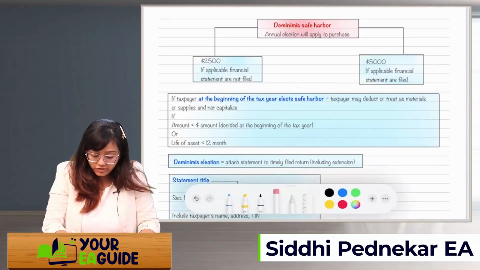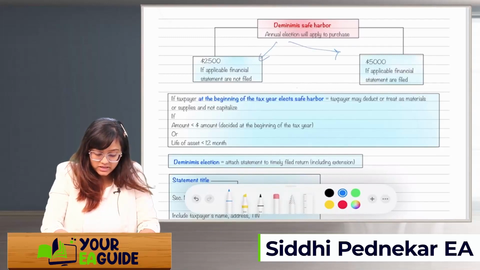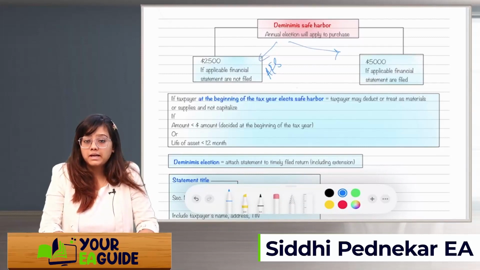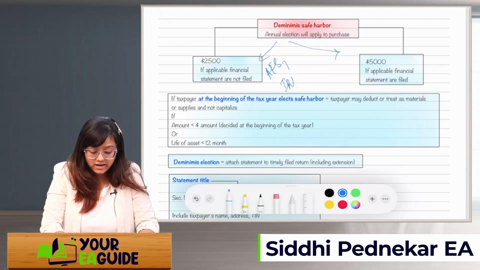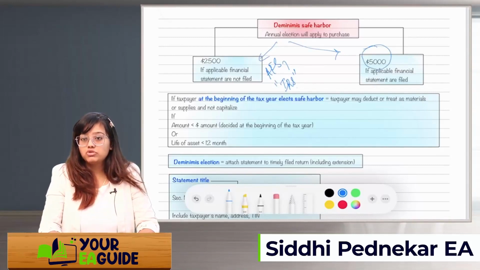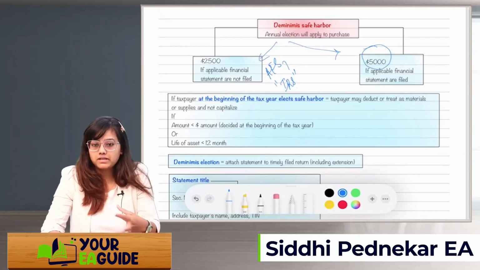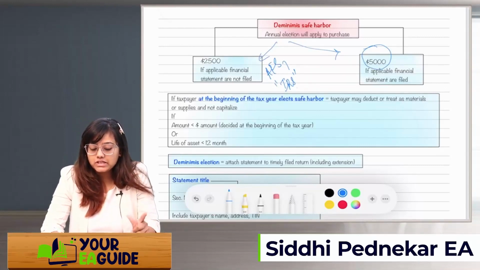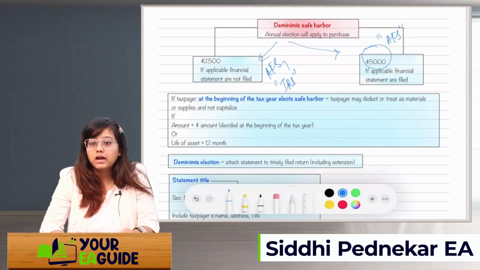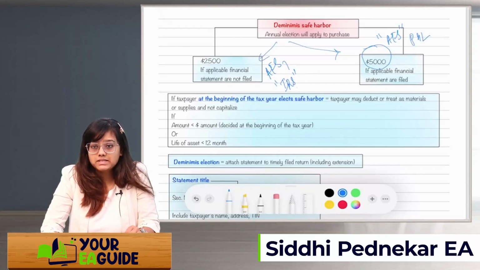Okay, so for the de minimis safe harbor rule, we have two criteria. If you are filing an AFS, meaning annual financial statements are filed to the IRS, then the 5,000 limit will apply. So whatever expense you are incurring, if it's up to 5,000 and you are filing an AFS, then that will be considered a normal expense and go to the P&L statement.